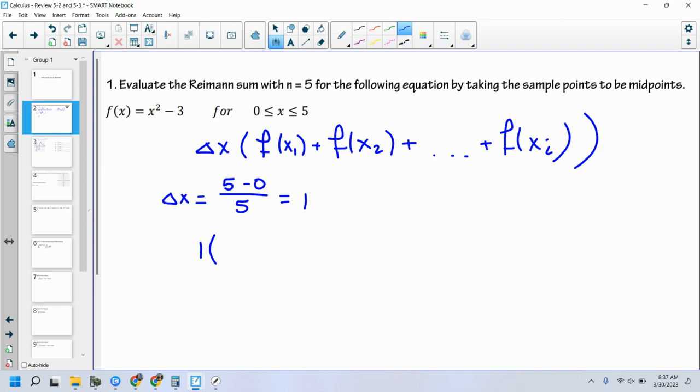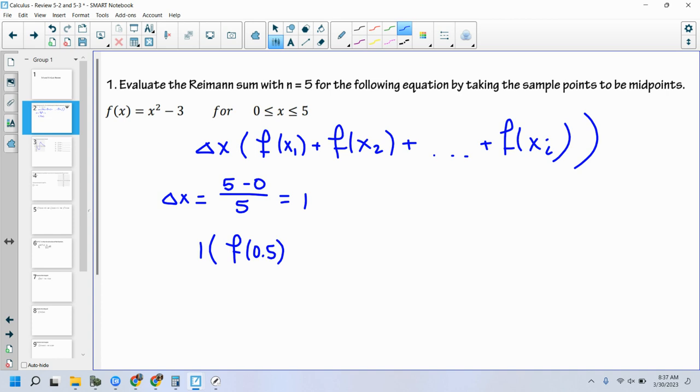Now, how do I calculate x1? Think about it logically. If I start at 0, and the width of my first rectangle is 1 unit, I don't want to use left side approximation. I don't want to use right side approximation. I am told that I want to use midpoint approximation. So if my first rectangle goes from 0 to 1, the midpoint of that is 0.5, right? I'm going to do f of 0.5.